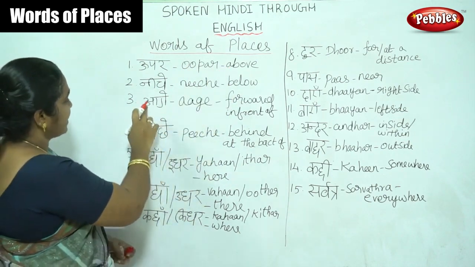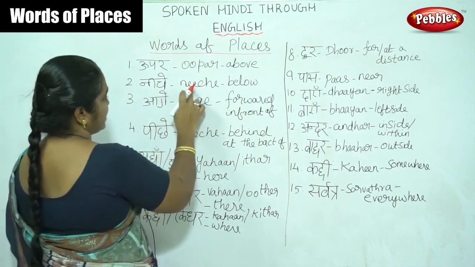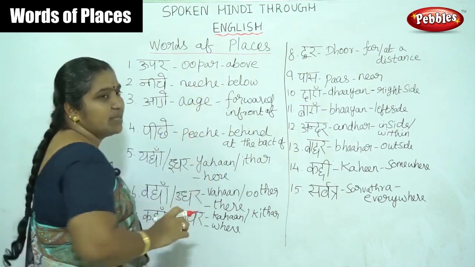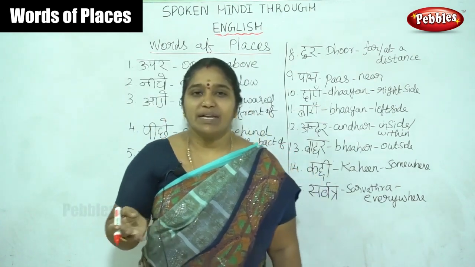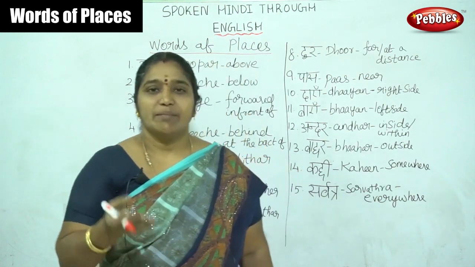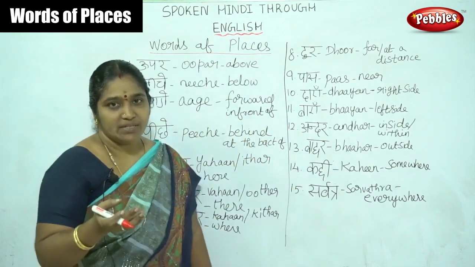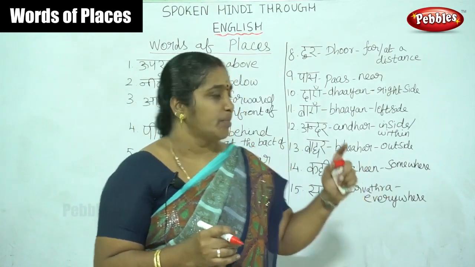Then the second one is नीचे. The pronunciation is नीचे, the meaning is below. बिल्ली मेज के नीचे है means the cat is below the table.